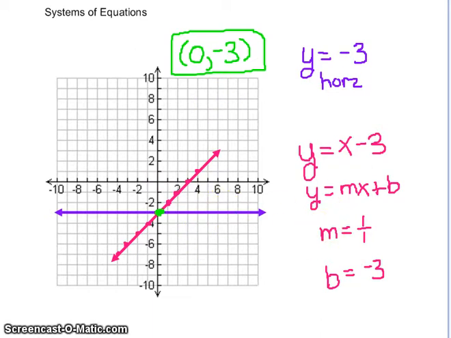If I wanted to check, my y coordinate is -3, so -3 does equal -3. I'm good there. And -3 equals 0 minus 3, that gives me -3 equals -3 again. So it checks in both of our lines that we originally started with, and the solution to this system of equations is 0, -3.